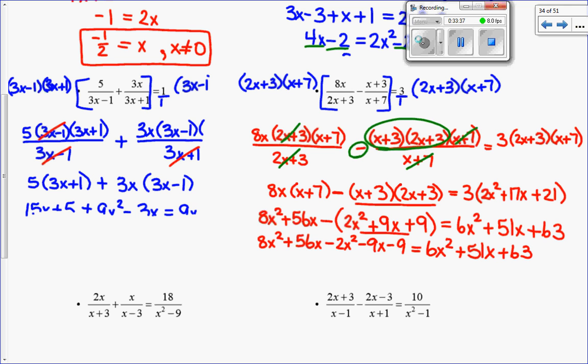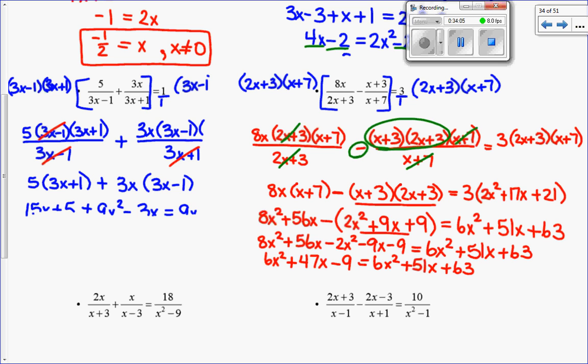Okay. Now when we combine like terms, we have 8x squared minus 2x squared, which is 6x squared. We've got 56x minus 9x. So that's going to be 47x. And then we've got minus 9 equals 6x squared plus 51x plus 63.